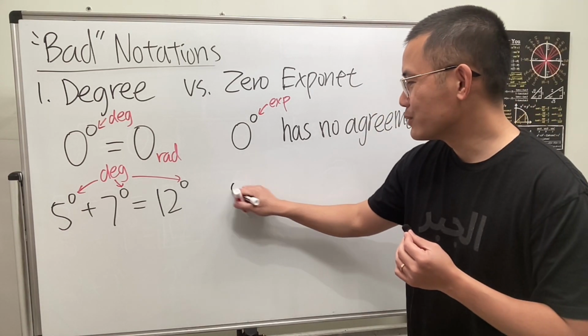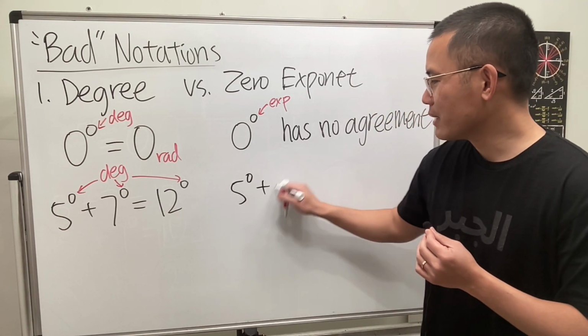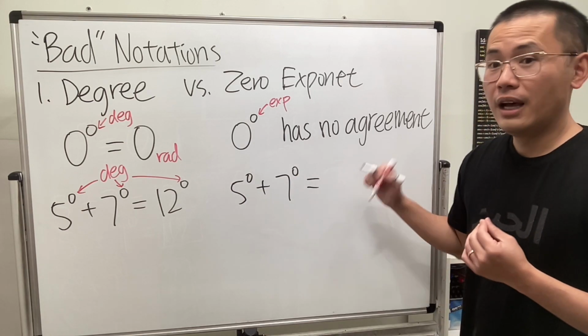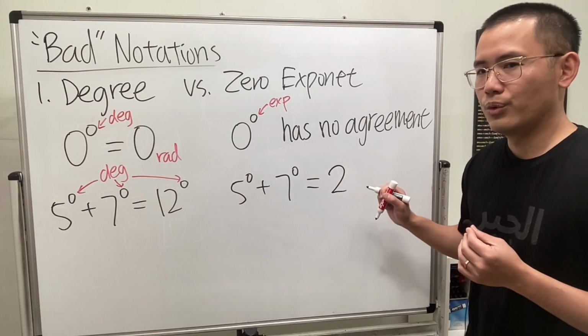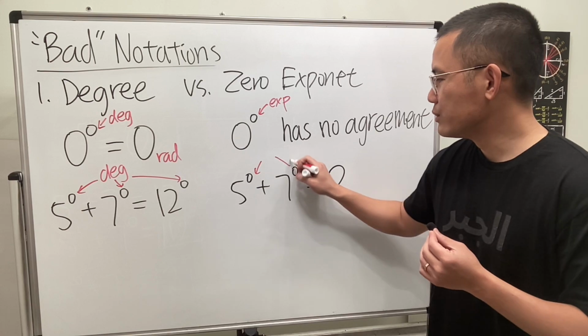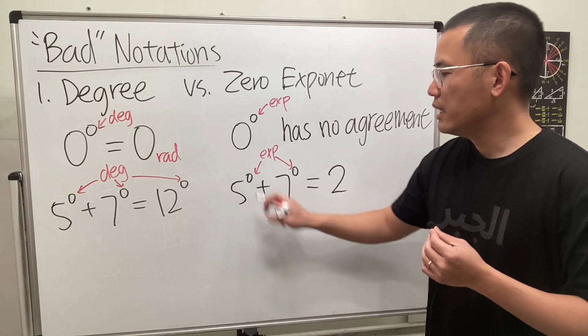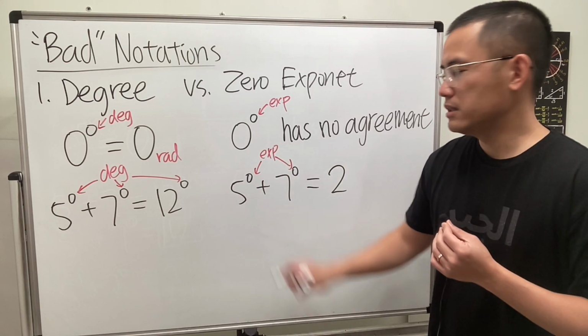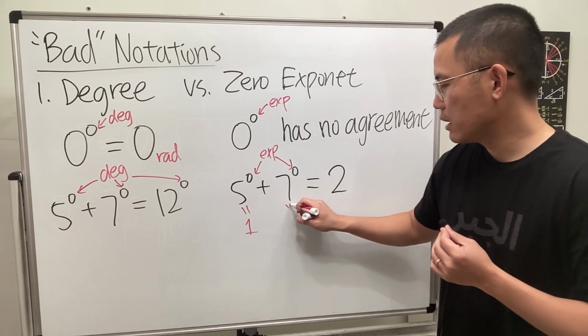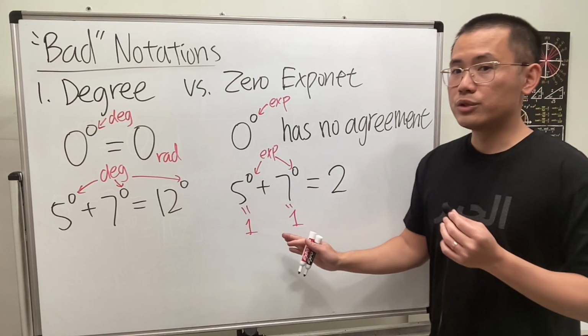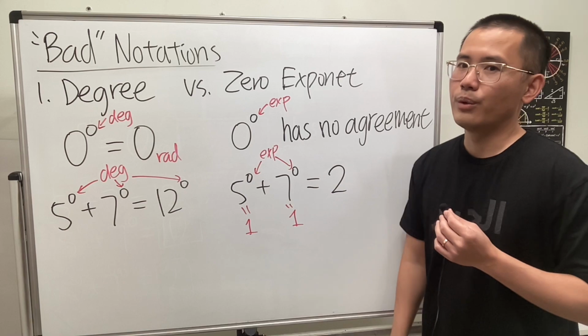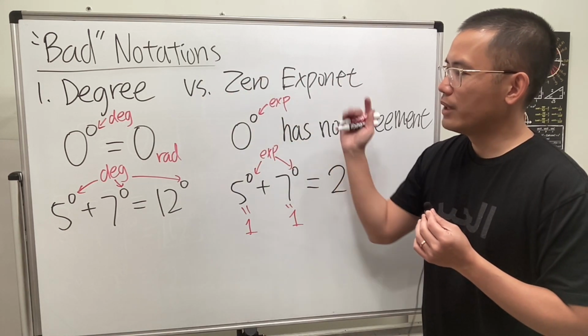On the other hand though, just real quick, if I have 5 to the 0 plus 7 to the 0, this right here, I can also write it as 2. Why? Because when we have the 0 exponent, any non-zero number to the 0 exponent is just equal to 1. So really we're just doing 1 plus 1, which is equal to 2. Degree versus the 0 exponent notation.